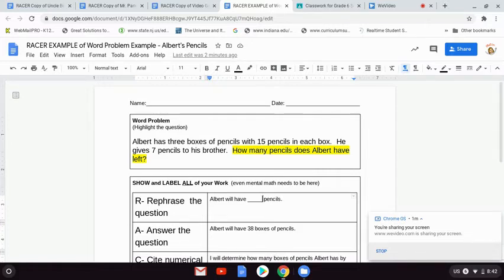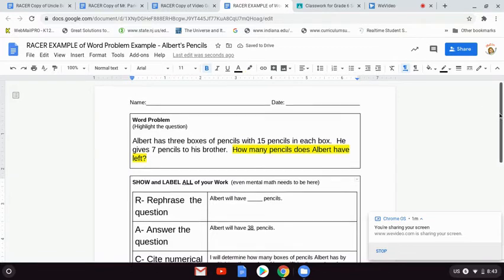The first one is rephrase the question, or restate the question. We're going to rephrase it in the form of an answer. Albert will have blank pencils. We're trying to figure out how many pencils Albert has. And I'm going to fix this because we're not talking about boxes. How many actual pencils does he have? So this is the answer. Albert is going to have 38 pencils. That's my answer, 38. I'm going to underline that. So A stands for answering the question.